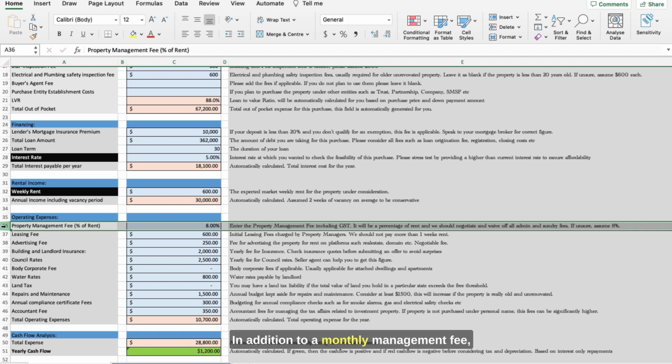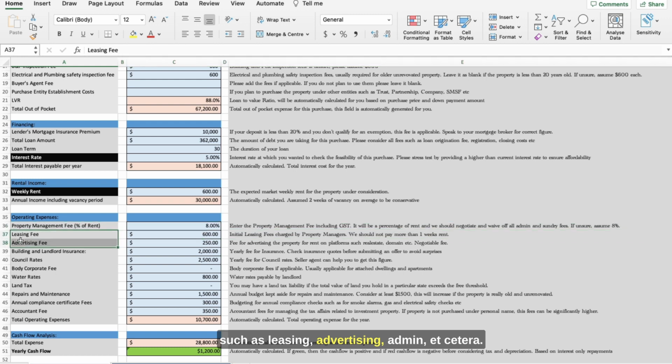In addition to a monthly management fee, the property managers charge for other things such as leasing, advertising, admin, etc. Most of them are negotiable, and you can confidently assume the figures which are put in here as a rough guide.